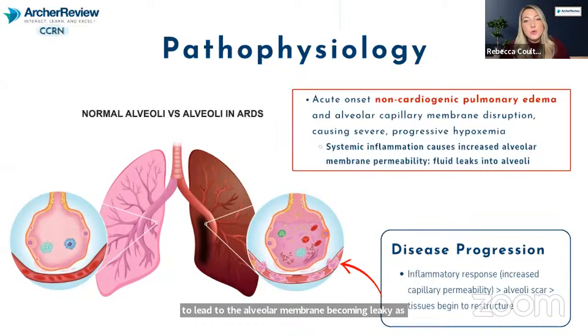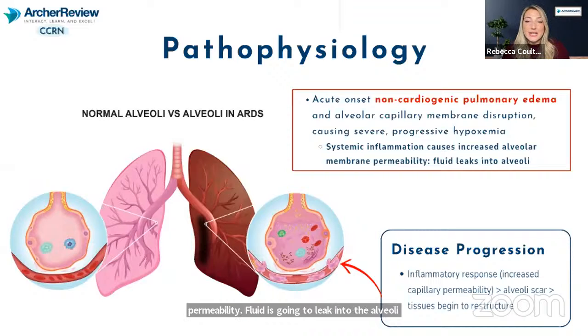And we're going to get fluid passing from the bloodstream into the alveoli, leading to pulmonary edema. That's cardiogenic, though. That's due to a malfunctioning heart. In ARDS, we're talking about non-cardiogenic. Fluid is in the lungs due to some other reason, usually due to alveolar capillary membrane disruption. So that capillary is leaky. This is typically caused by systemic inflammation that is going to lead to alveolar membrane permeability. Fluid is going to leak into the alveoli from the capillary membrane.